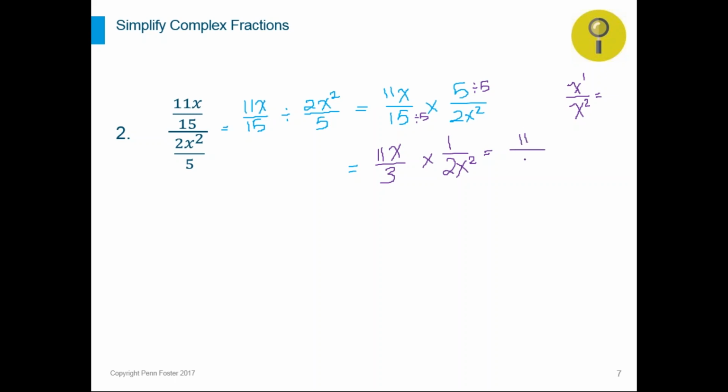So I'm going to do 11 over 3 times 2, 6x. Because when I divided x over x squared, this is the result, an x on the denominator. So your answer, your simplest form of the complex fraction that you started with, is 11 over 6x.